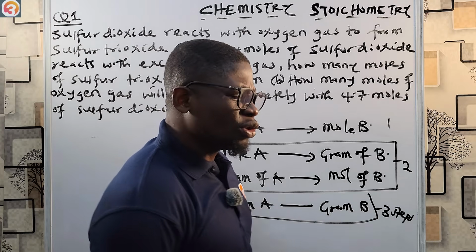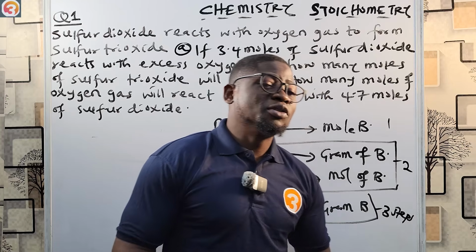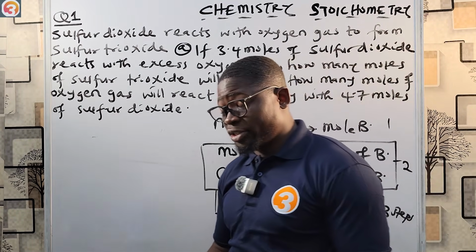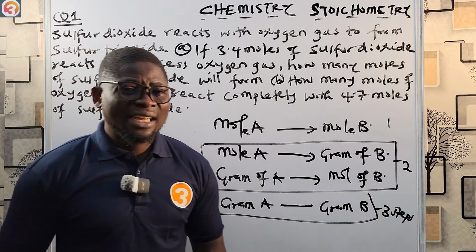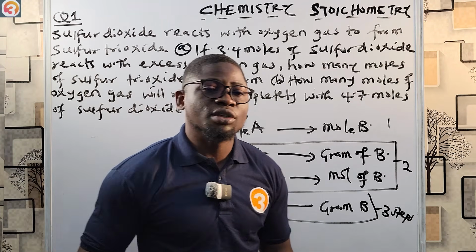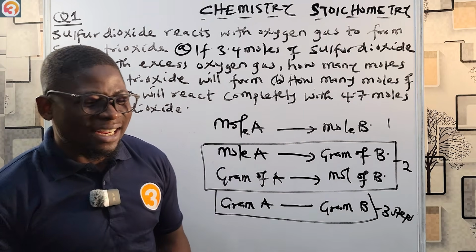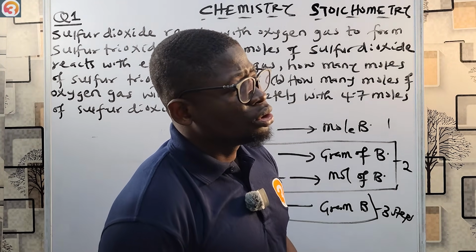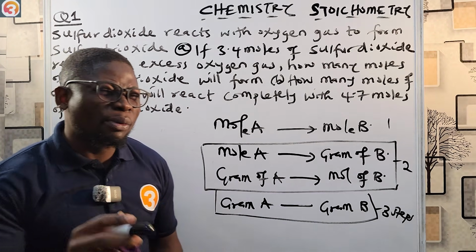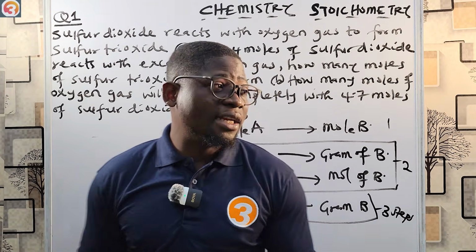But for stoichiometry, you must have the knowledge of balancing chemical equations. If you do not know how to balance chemical reactions, you will most likely fail a stoichiometric problem, because this is the core. Stoichiometry helps us to use balanced chemical equations to calculate the amount of reactant and product present in a reaction. So you must have the knowledge of how to balance chemical equations to be able to answer stoichiometric problems.